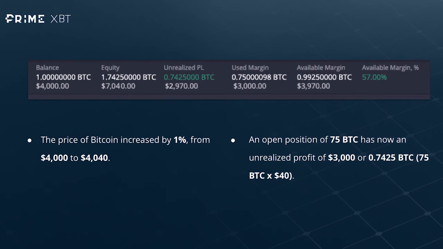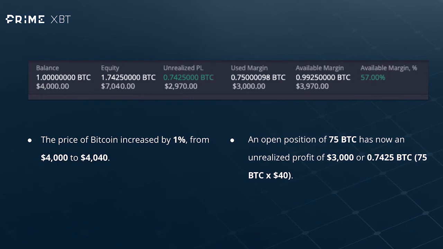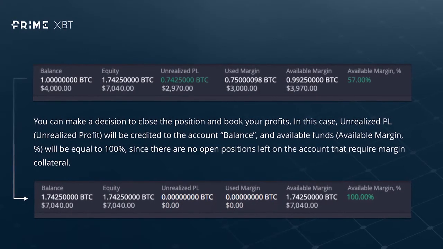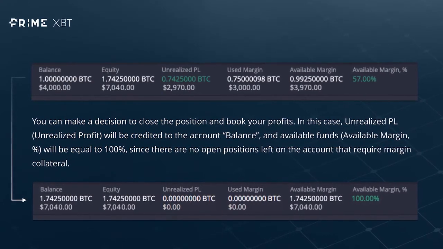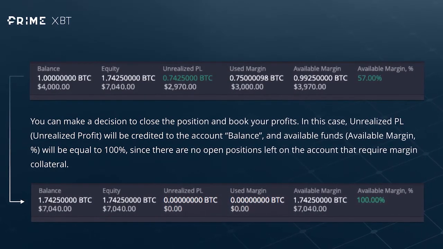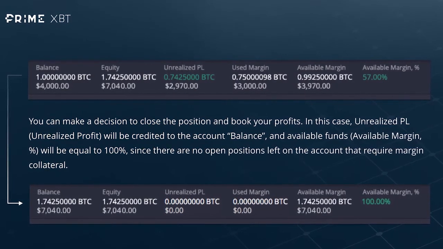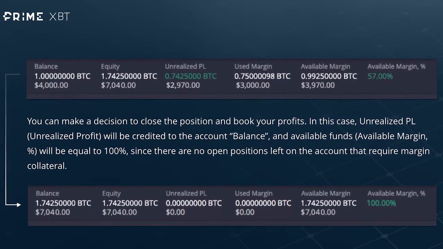Available margin: 0.9925 BTC. Available margin percentage: 57%. Now, you can make a decision to close the position and book your profits. In this case, unrealized profit will be credited to the account balance, and available funds, available margin percent, will be equal to 100%, since there are no open positions left on the account that require margin collateral.